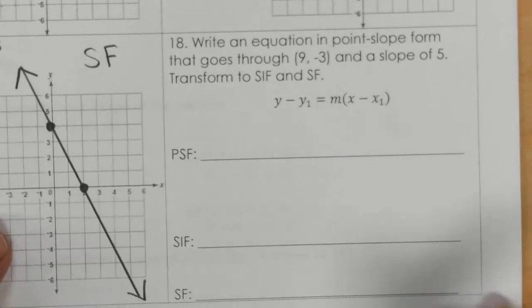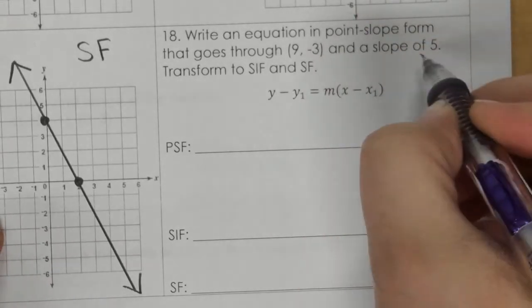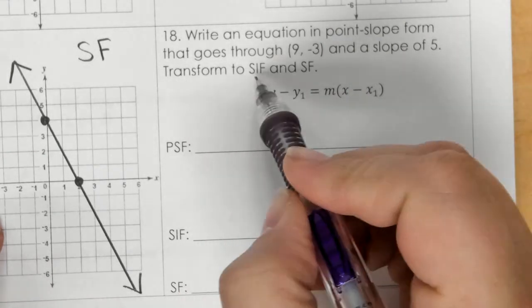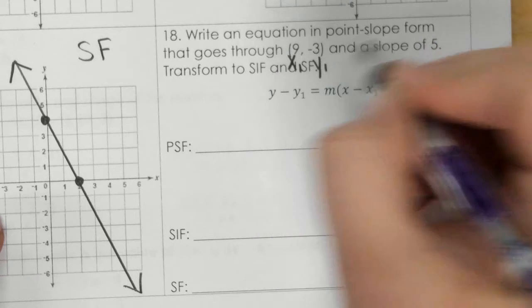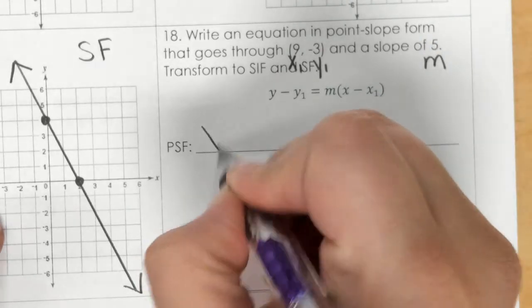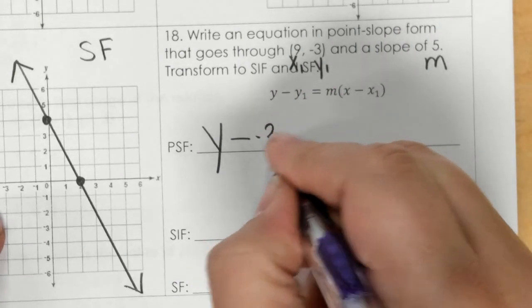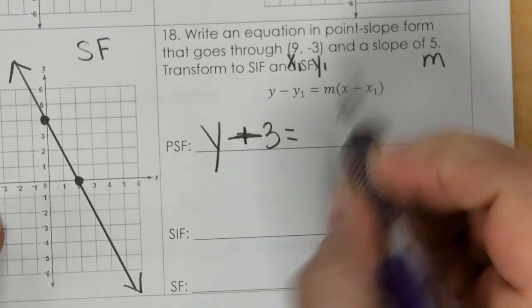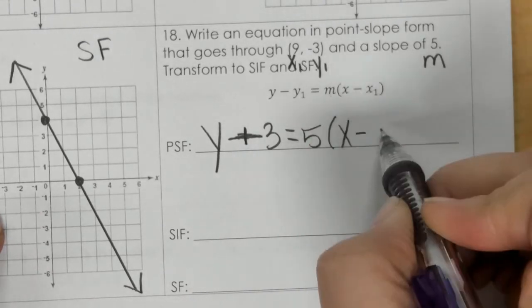Okay. And then lastly, on number 18, for the open response, we have our point, we have a slope, and it says write an equation in point slope form. Then transform it to SIF and SF. So first of all, we know that this is x1 and y1 and m. So I would have y minus y1 is a -3. Okay, well that becomes positive. Then slope is 5, and then x minus x1 is 9.